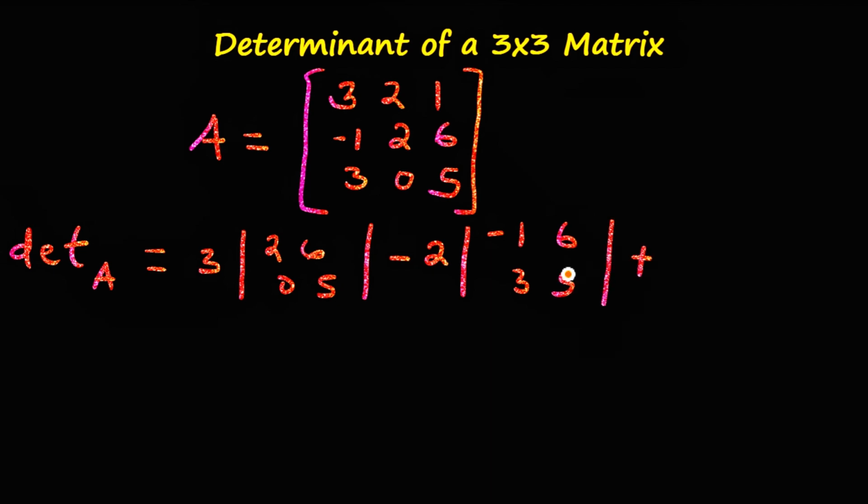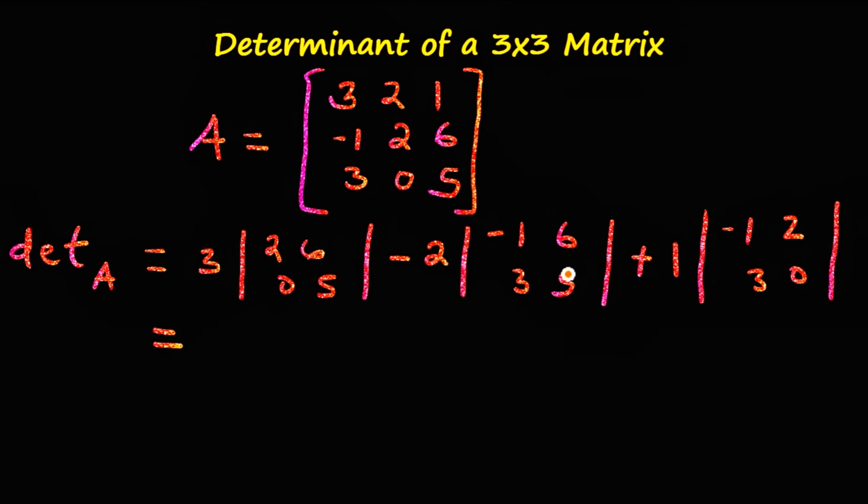We're going to add the last entry in the first row, that is 1. And when you cover the row and the column of that, you're left with negative 1, 2, 3, 0. So let us now simplify this.